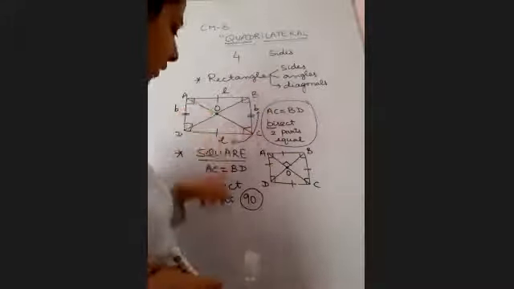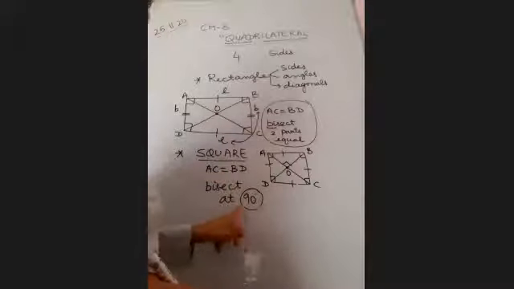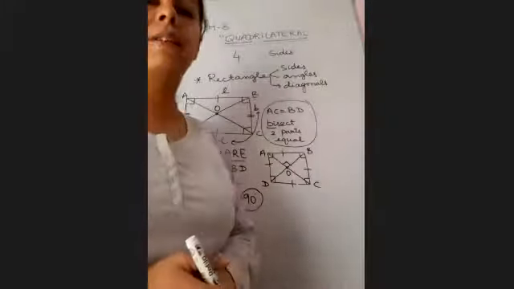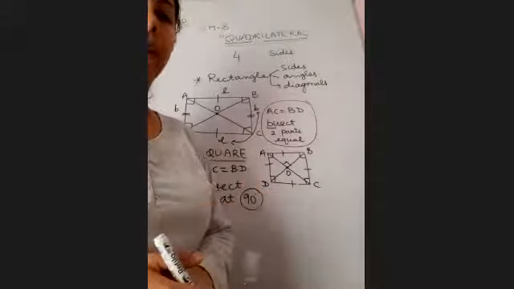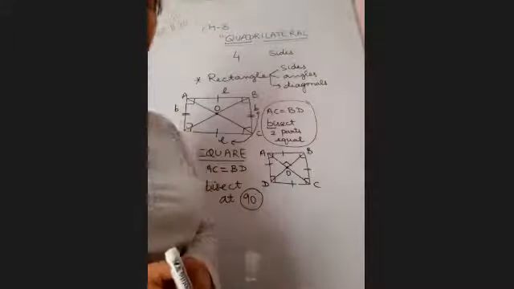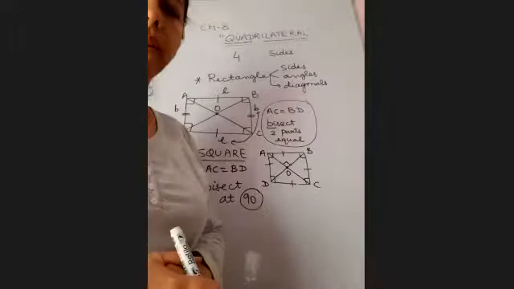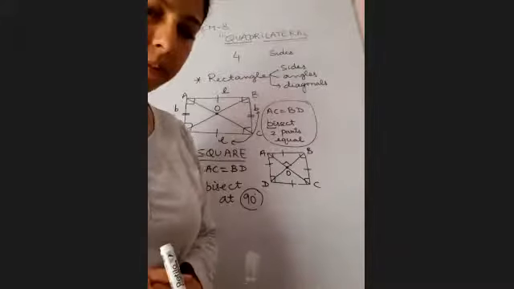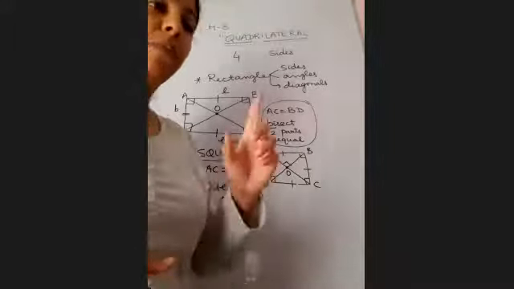Or if we have a rectangle in which diagonals are bisecting at 90 degrees, then definitely it will be a square. If I have a rectangle whose diagonals bisect at 90 degrees, then definitely it will be a square. Are you with me? Yes, ma'am.